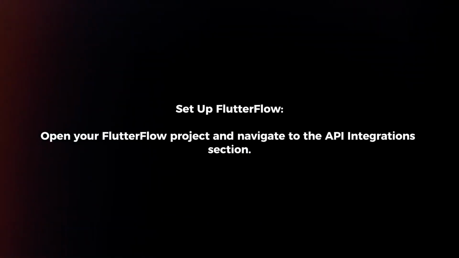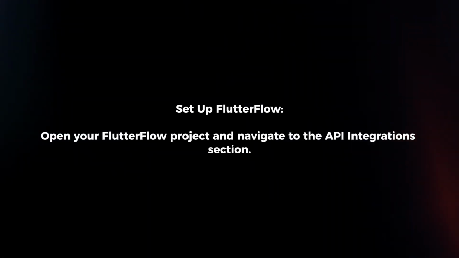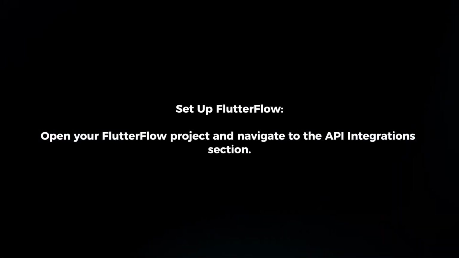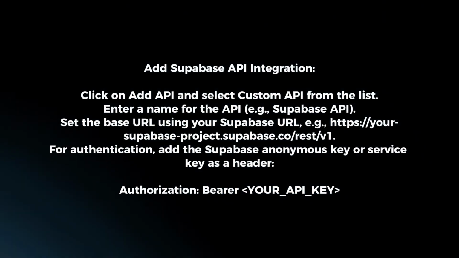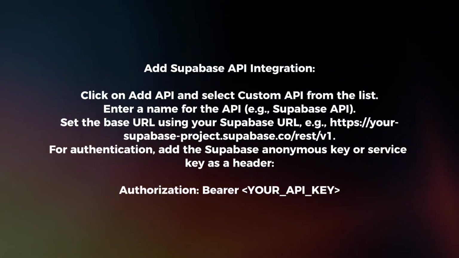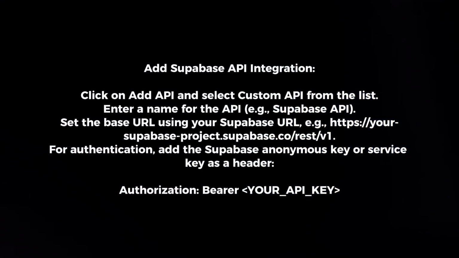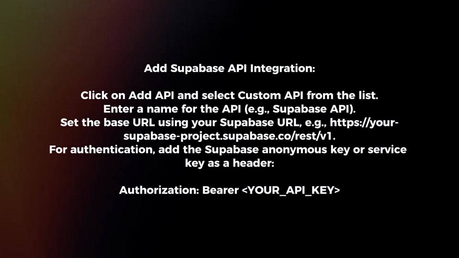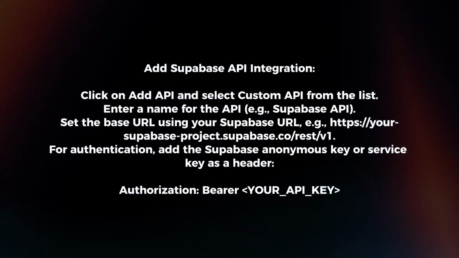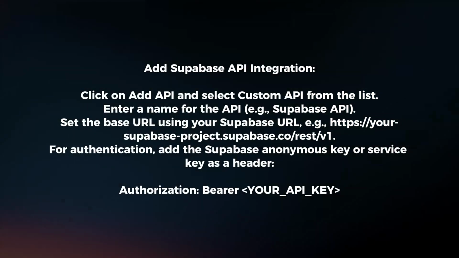Set up FlutterFlow. Open your FlutterFlow project and navigate to the API integration section. Add Supabase API integration. Click on Add API and select Custom API from the list. Enter a name for the API. Set the base URL using your Supabase URL. For authentication, add the Supabase anonymous key or service key as a header.